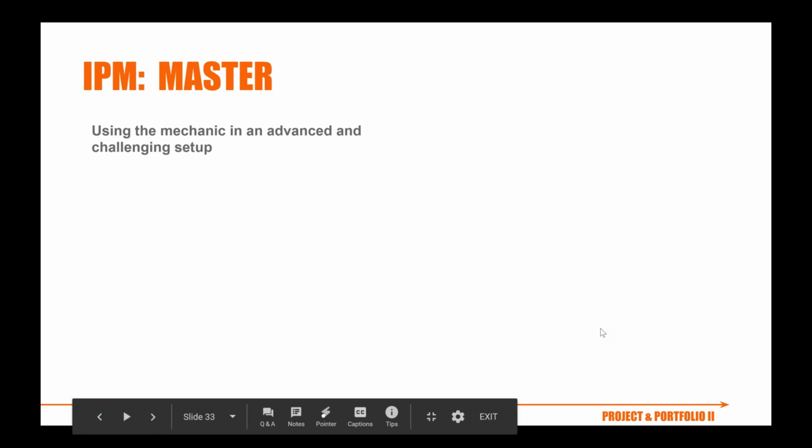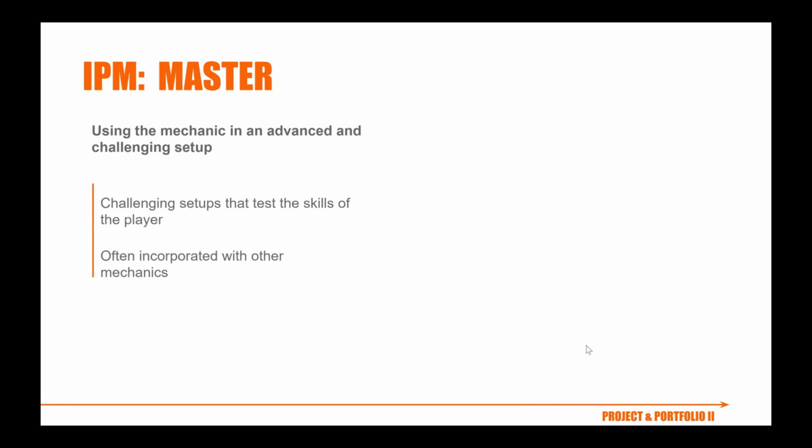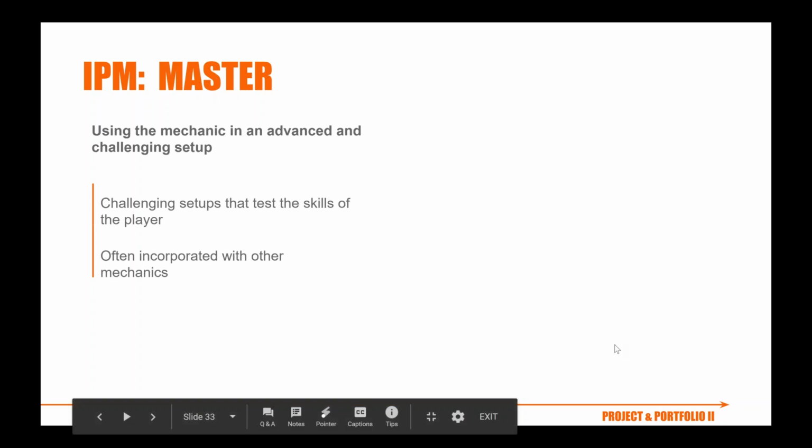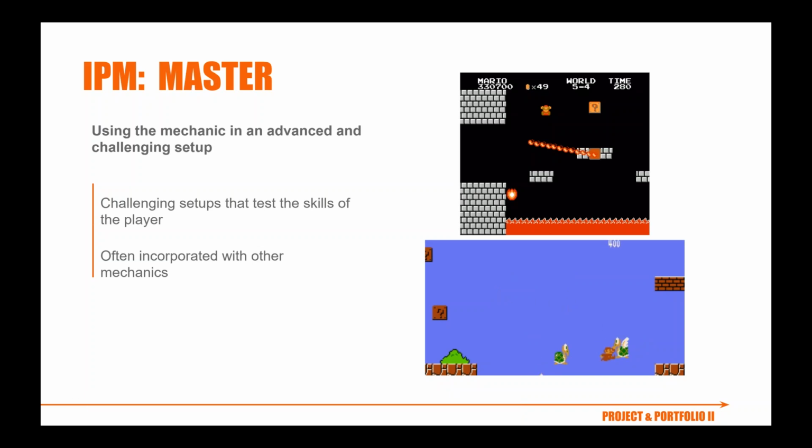All right, and then lastly, mastery, right? This is where you're really giving the player a final challenge, testing the skills of the player. And this oftentimes is where you start to incorporate other mechanics and other threats to the player, to really make it a problem. So here in these images, again, jumping is the action we're focused on.